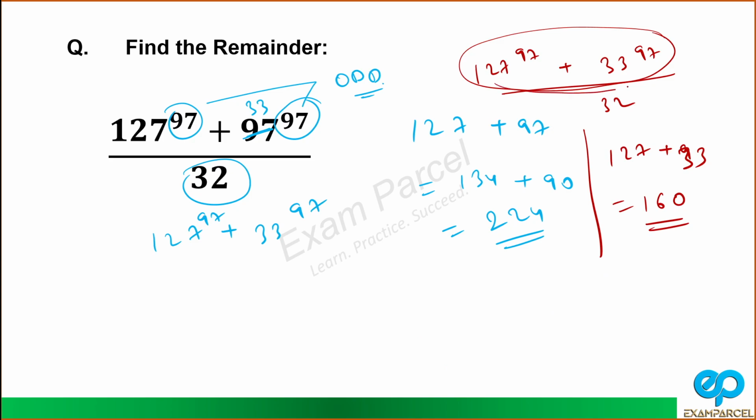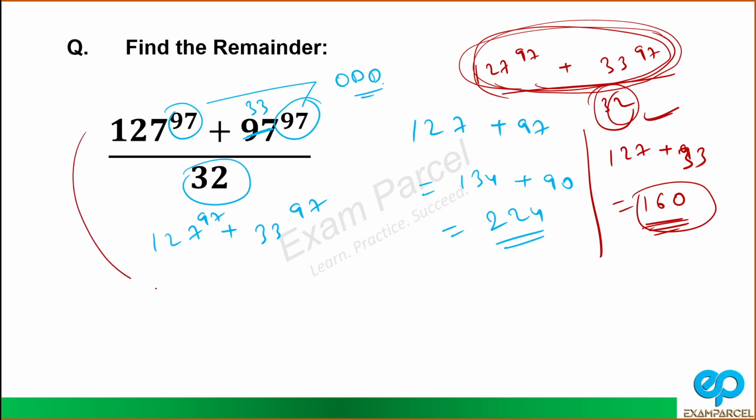If this expression is divisible by 160 and 32 is a factor of 160, right? So basically this will also be divisible by 32. Why? Because this whole expression is divisible by a number which is a multiple of 32.